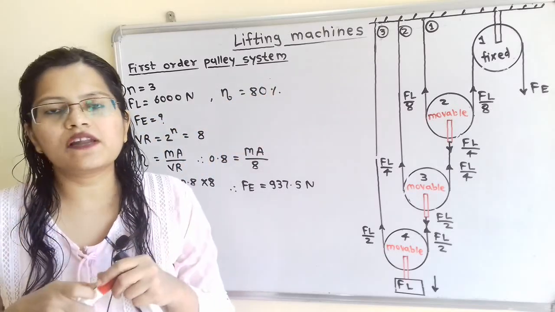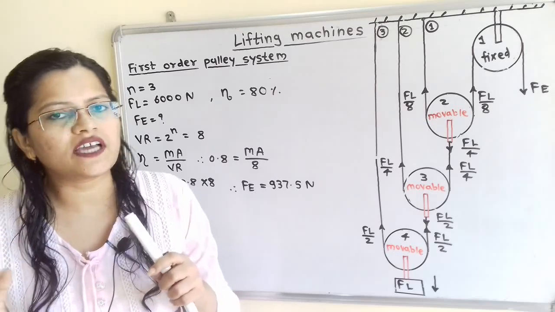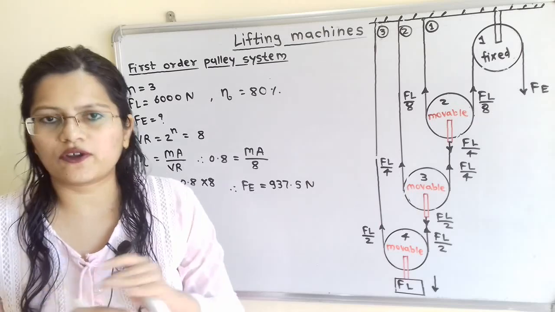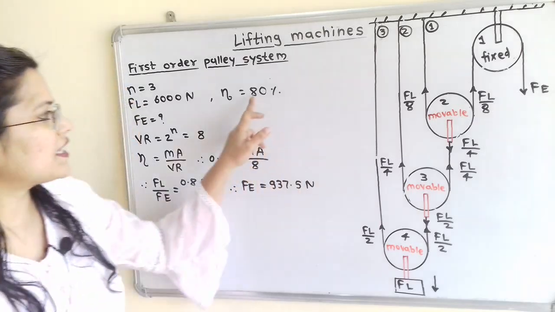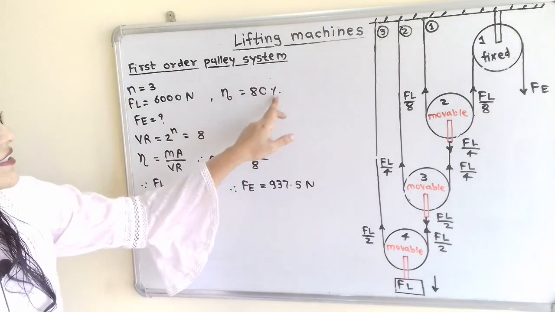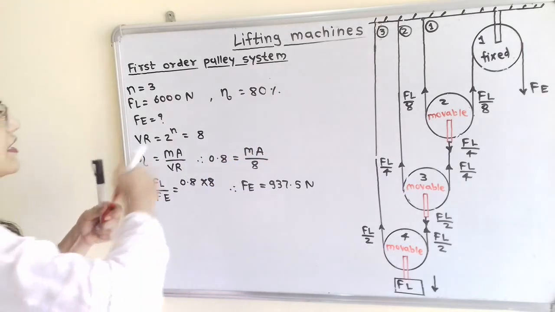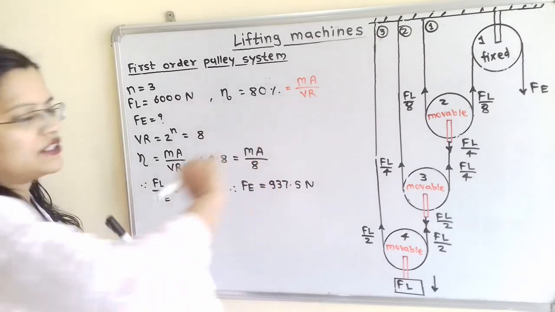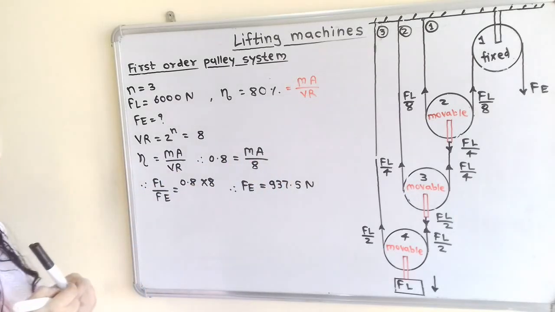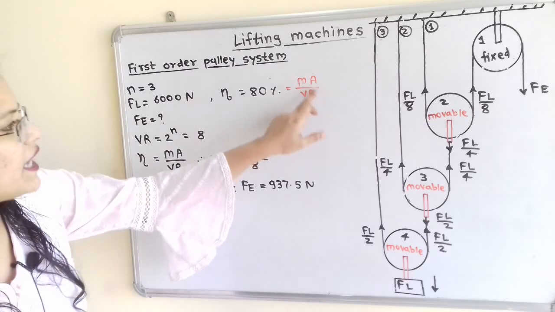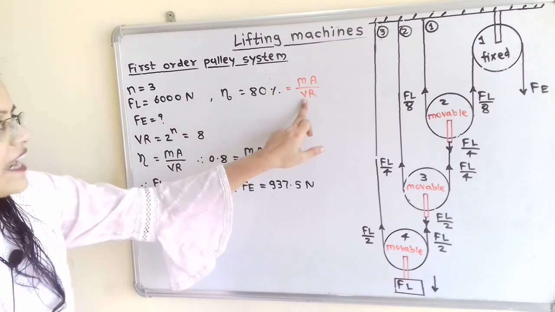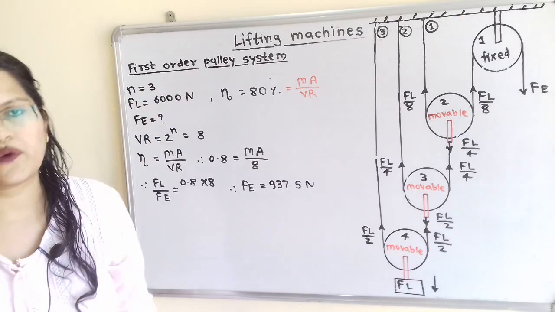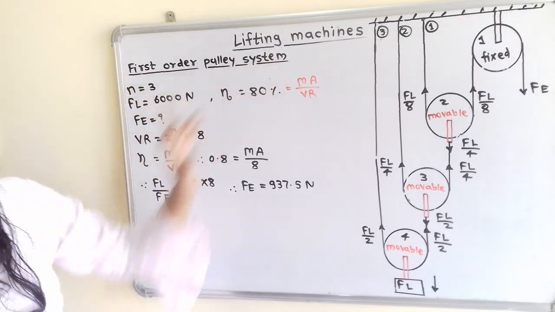So for an ideal machine we have seen that efficiency is 100%, and in that case mechanical advantage is equal to velocity ratio. But in this case efficiency eta is given 80% and it is the ratio of mechanical advantage to the velocity ratio. So here we have to find out VR. So we will calculate this VR with the help of this n is equal to 3. So we have the formula for first order pulley system.